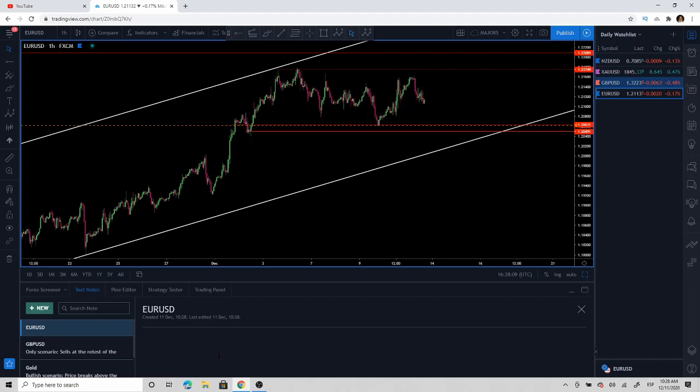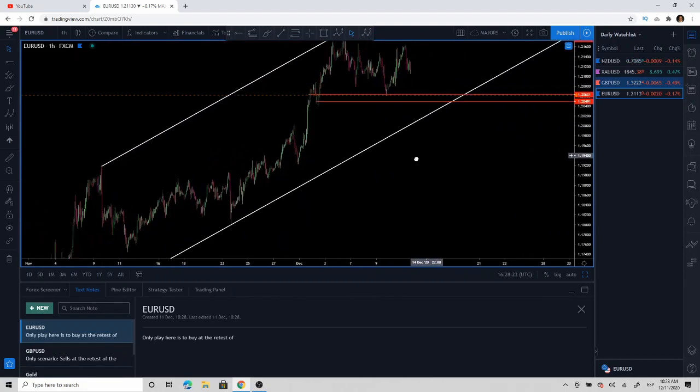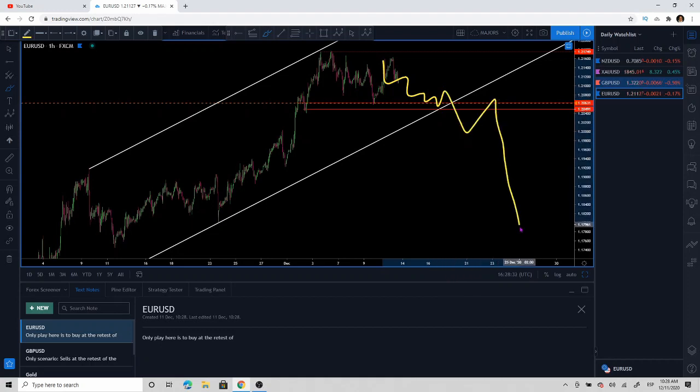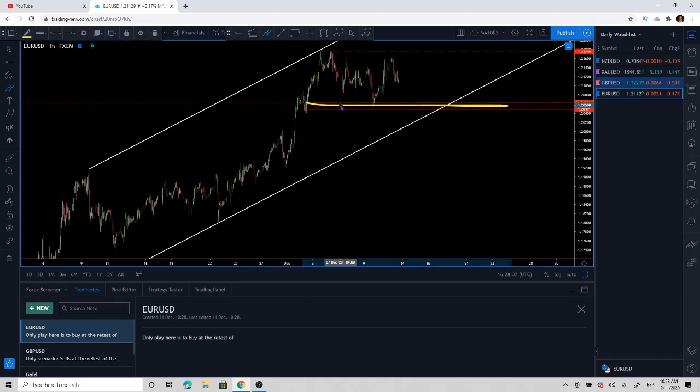So the only play here is to buy at the retest of, well, actually there's two plays here. If price action goes here and fails to go higher, breaks and retests, I'm going short. This is the key level to look at in the Euro. So two scenarios, two plays.